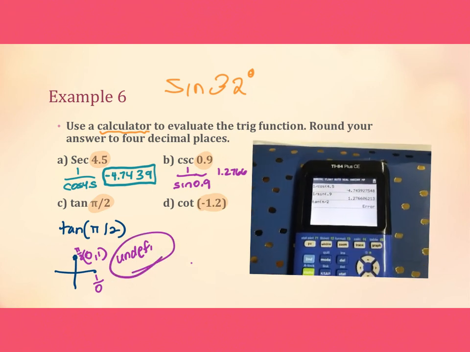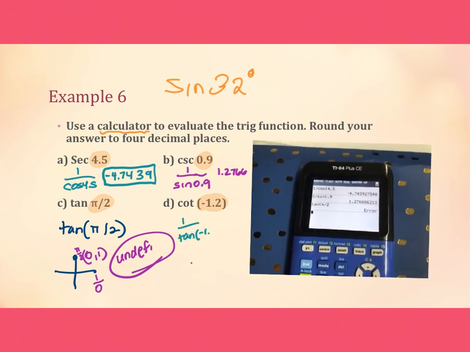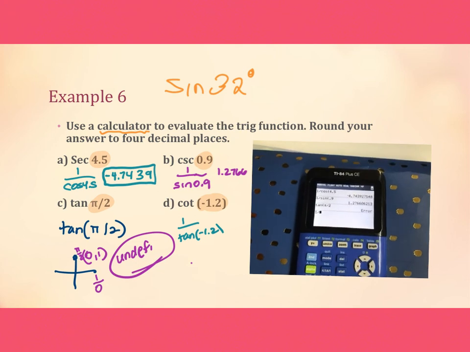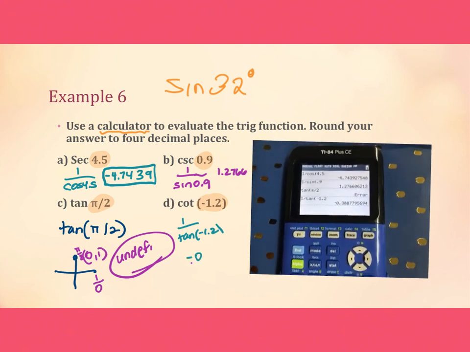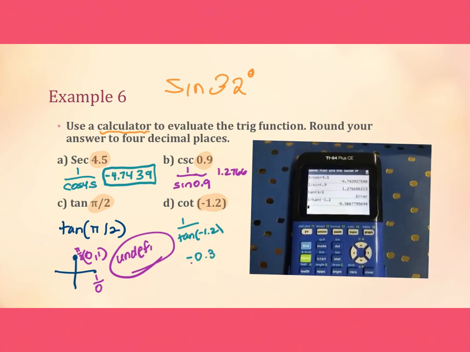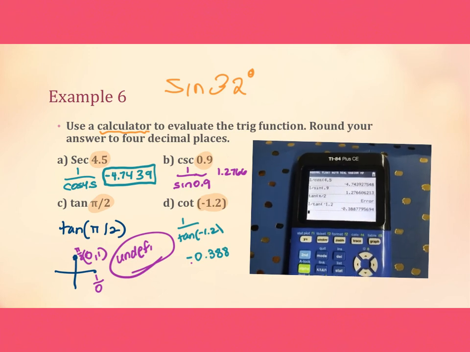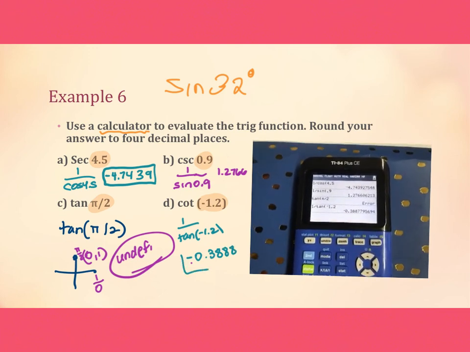And then the last one is cotangent. So this is going to be 1 over tangent of negative 1.2. And I get negative 0.3888.